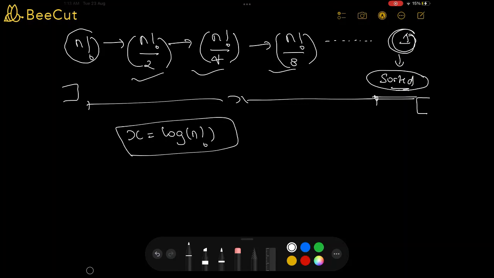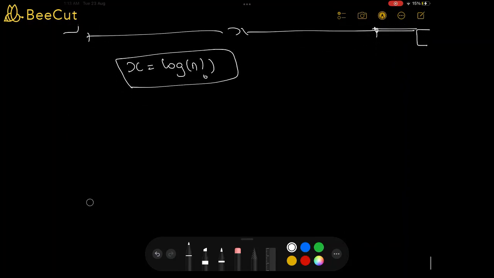Now what can log of n factorial be? Let's try to solve this. Log of n factorial can be log of n into n minus 1 into n minus 2 into n minus 3 and so on.